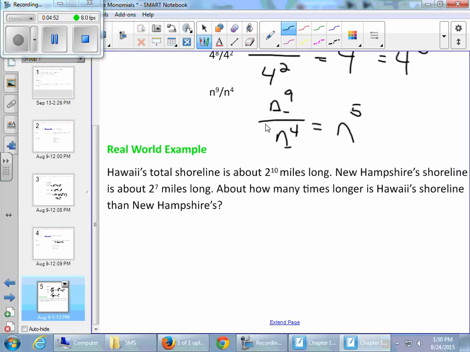In our real world example for this one, Hawaii's total shoreline is about 2 to the 10th miles long. New Hampshire's shoreline is about 2 to the 7th miles long. About how many times longer is Hawaii's shoreline than New Hampshire's shoreline?